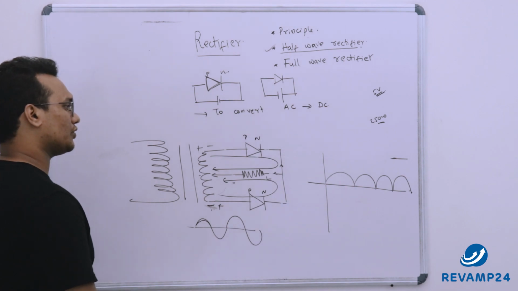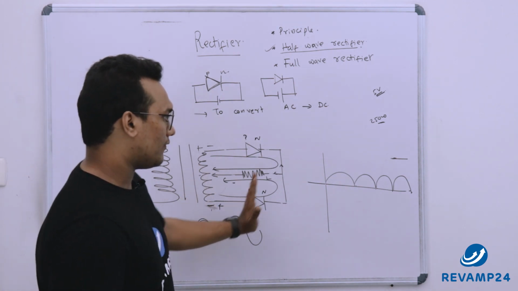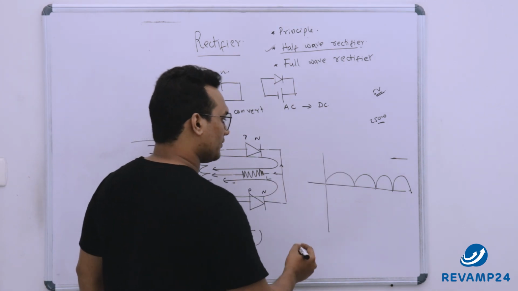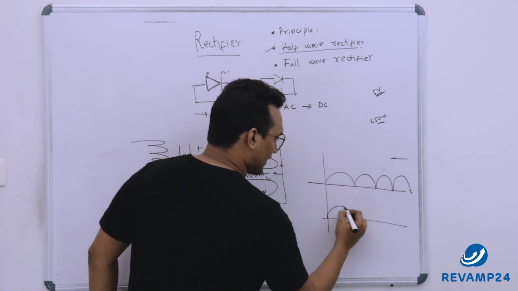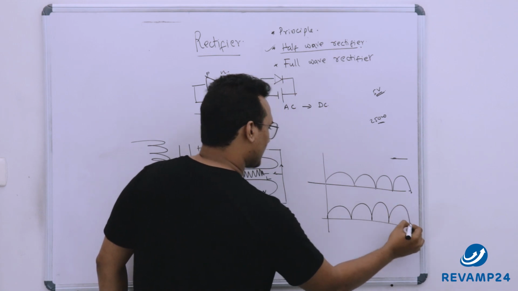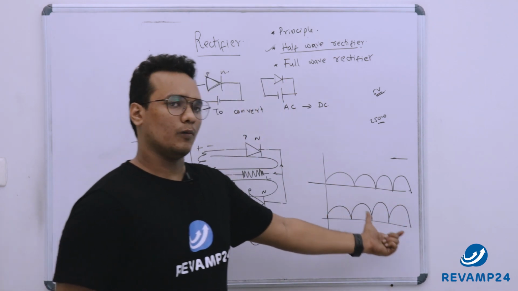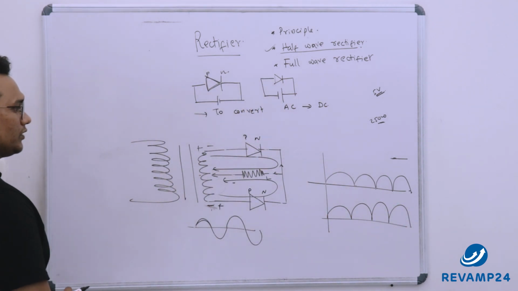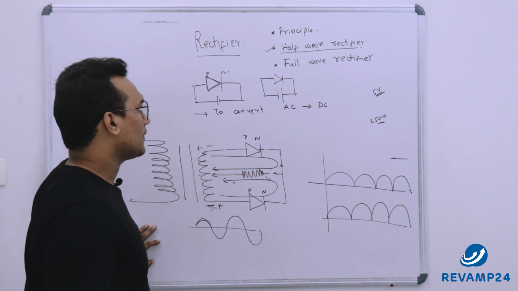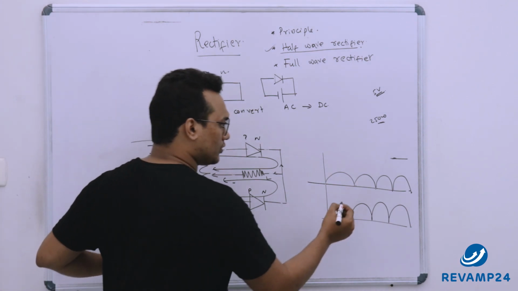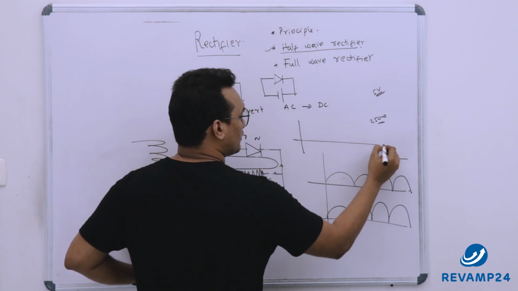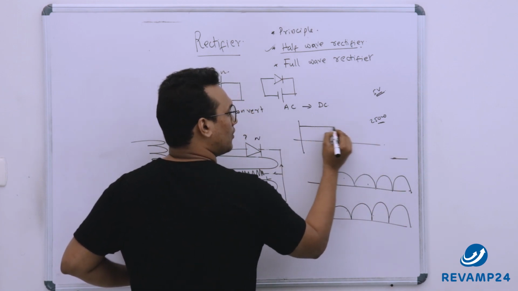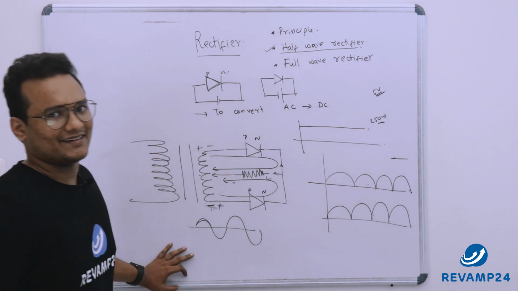Here we are able to get the full power in the output. But the problem here is, these are one directional current, but the current is continuously changing its magnitude. But we got the full power in the output. Now in the next video, I will explain how to convert this output into a DC current of constant magnitude. Okay, thank you.